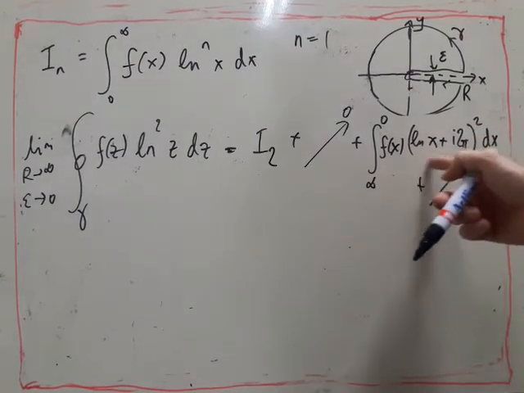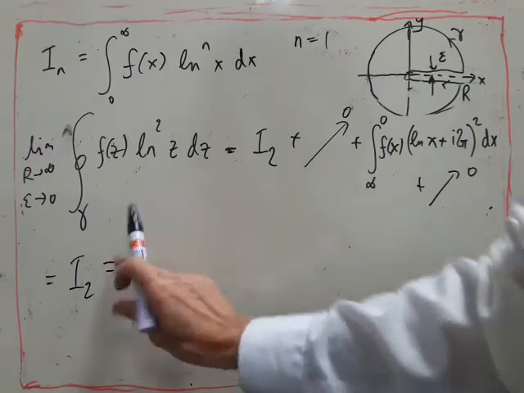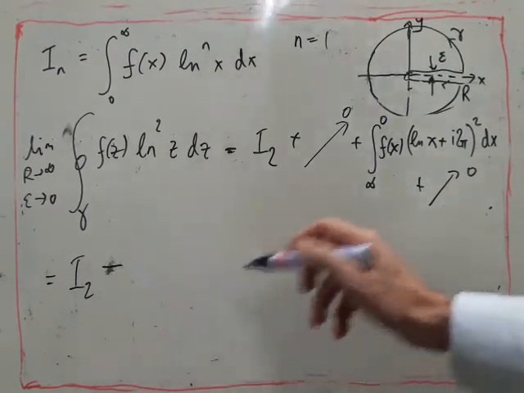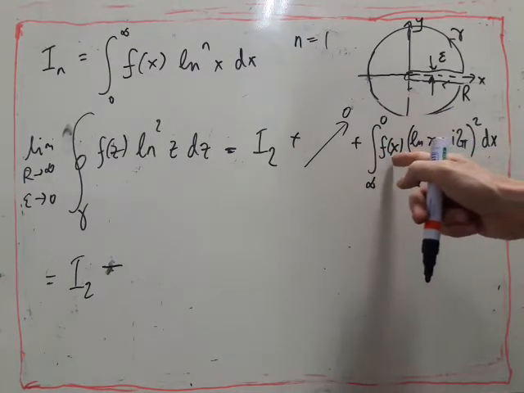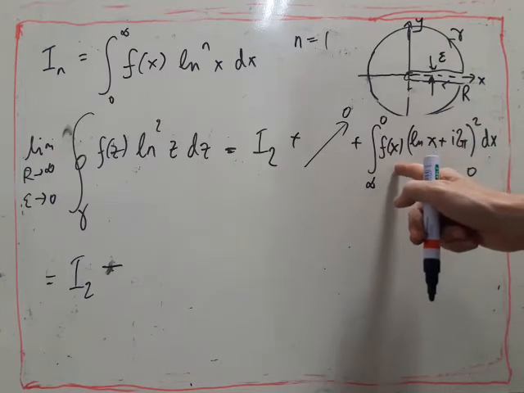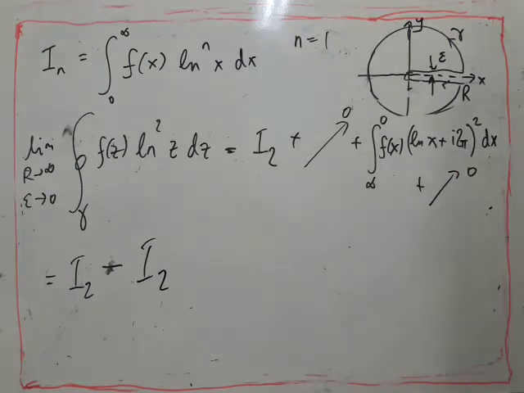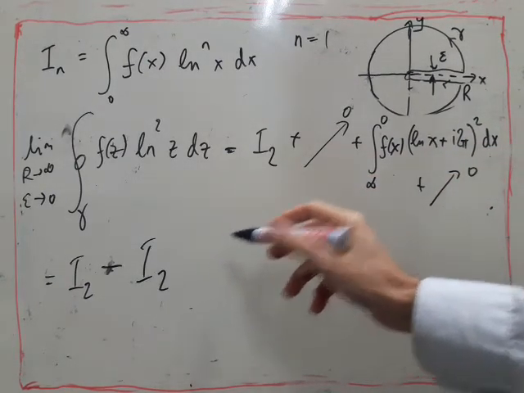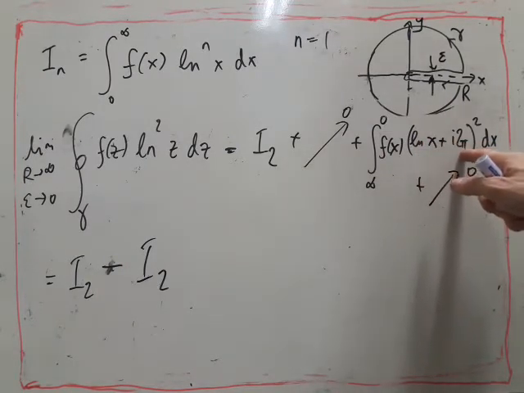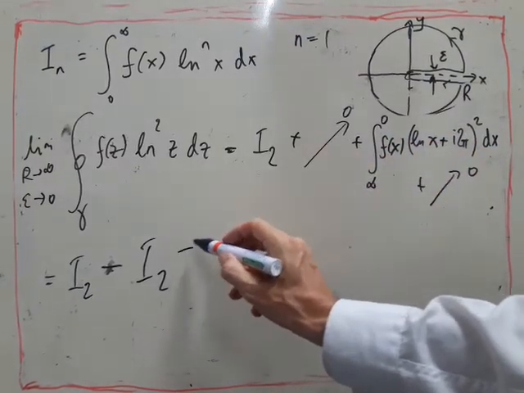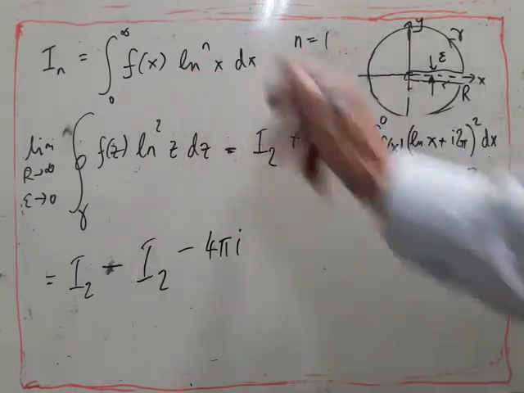Okay, so now we need to just expand the brackets, and what do we end up with? So we end up with I2, then I'm going to have a minus because I'm going to swap the limits. The first term will give me log x squared times f of x, which is precisely I2. So I get the minus I2. Then the next term will give me 2 times log x times 2 pi i. So in other words, I'll get minus 4 pi i times log x times f of x. So that gives me I1.